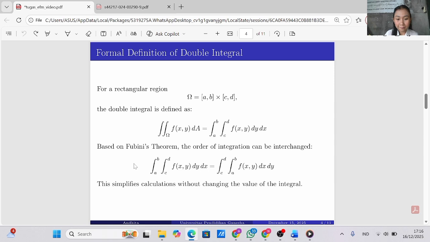Based on Fubini's theorem, the order of integration can be changed. For example, the integral from a to b and integral from c to d of f(x, y) dy dx equals the integral from c to d and integral from a to b of f(x, y) dx dy. So we can integrate with respect to x first or y first, and the result will remain the same. This makes calculation easier, especially when one order is simpler than the other.